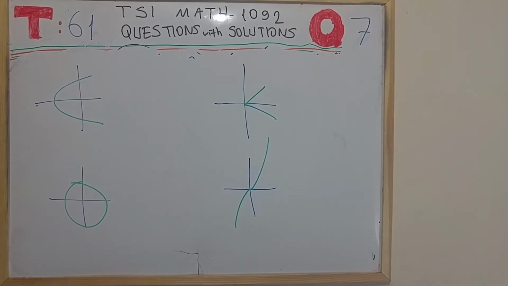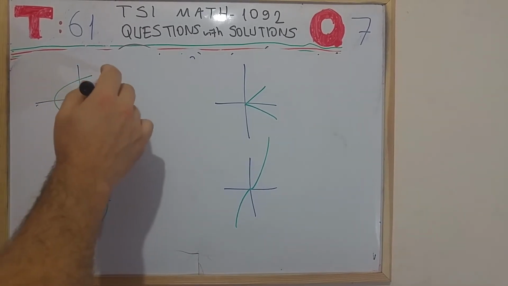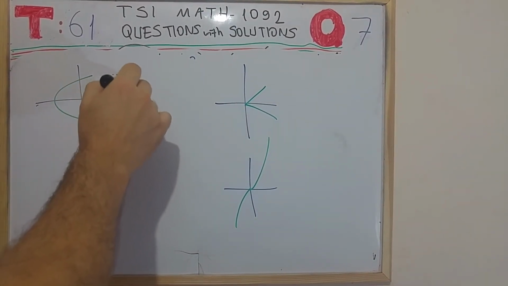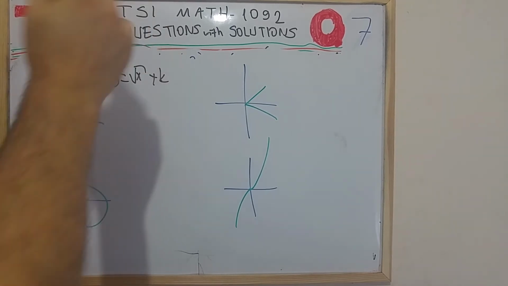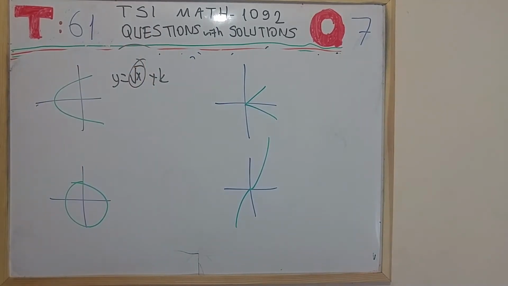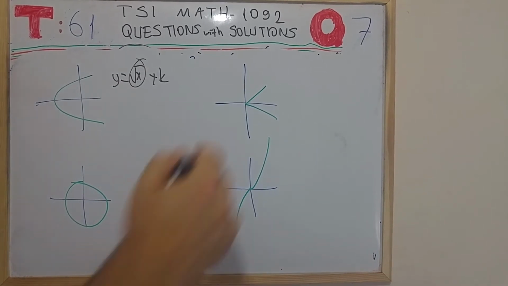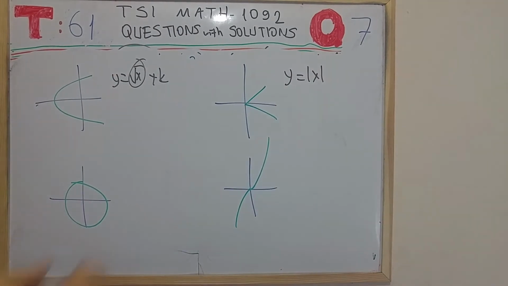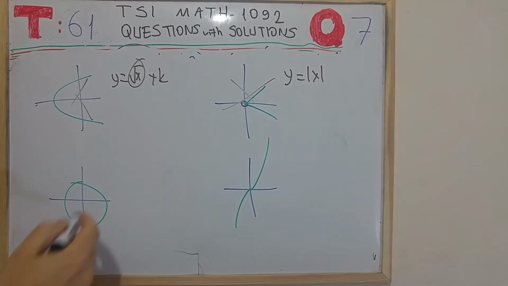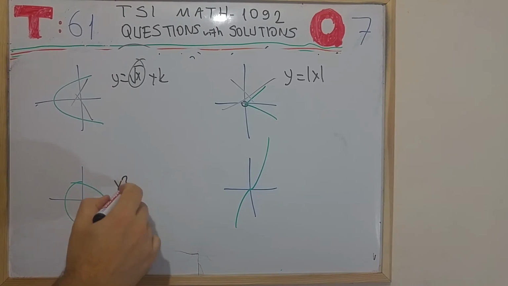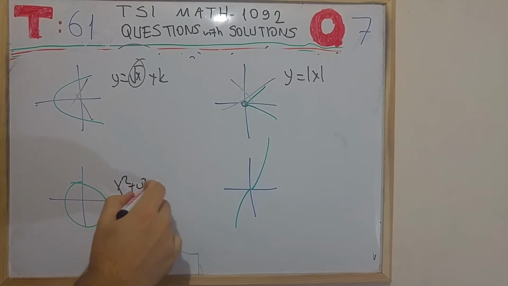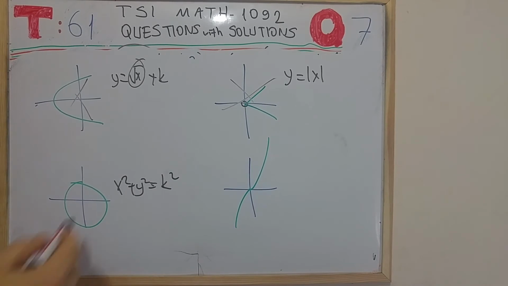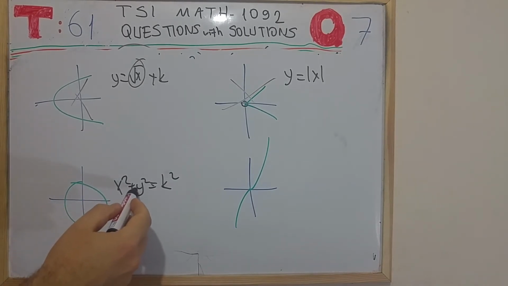Which of these graphs represent a function? Actually, this is some sort of graph like y is equal to square root of x plus a constant, and we have no degree here. That's why this is not a function. And here we have something like y is equal to absolute value of x, and there's a point here, as you see, where there is no definition, so this is not a function either. And this is a circle, so it's something like x squared plus y squared is equal to k squared. So this is not a function either, because we will have to do both of them.